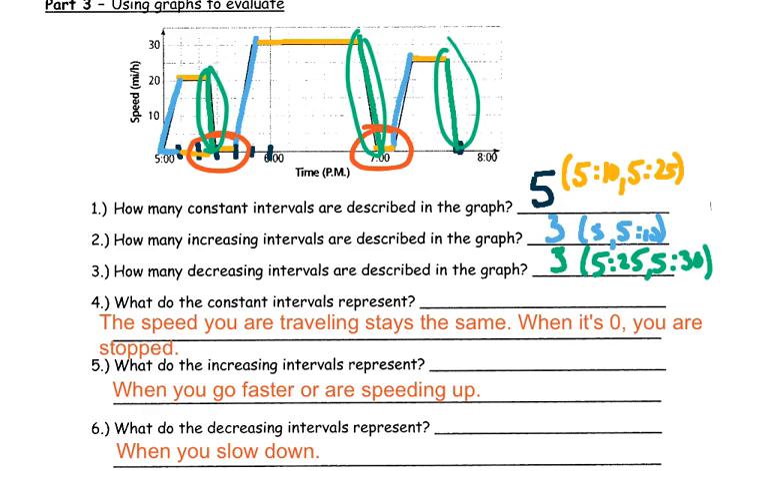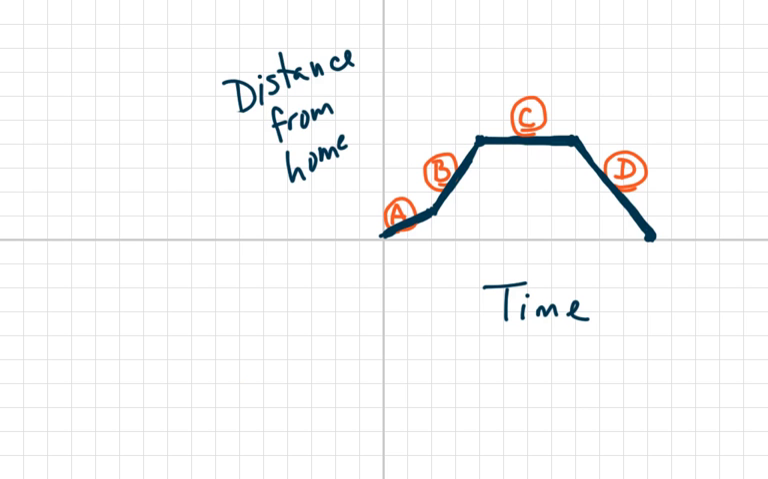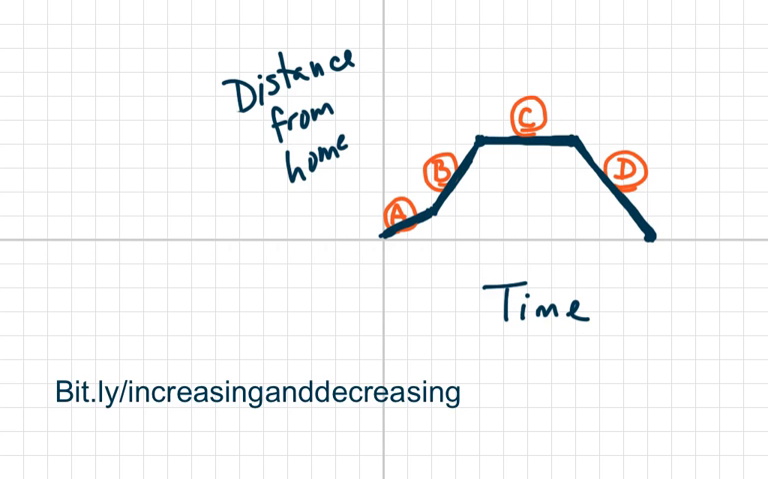So that finishes up the notes for section 7.5, and now I'd like for you to go to a Bitly and answer some questions. On the Google form, you're going to take a look at this graph and answer questions based on this graph. The Bitly you will find is bit.ly/increasing and decreasing. So go to that URL and answer the following questions. Make sure that you have this graph to help you answer the questions.